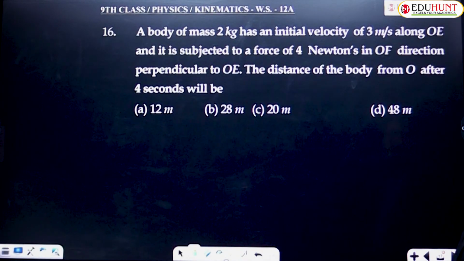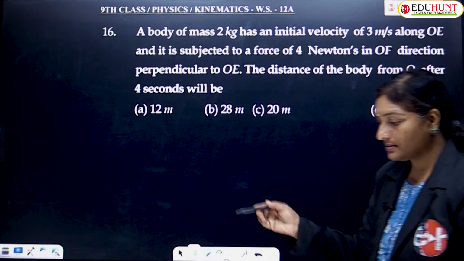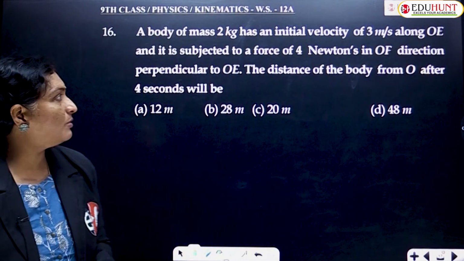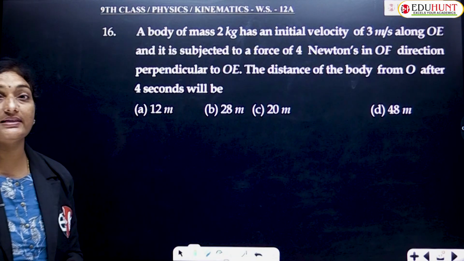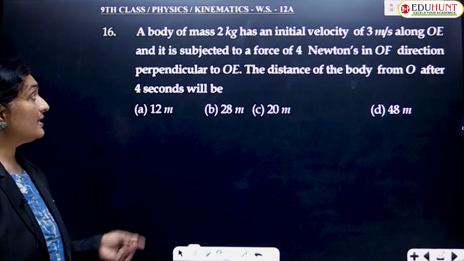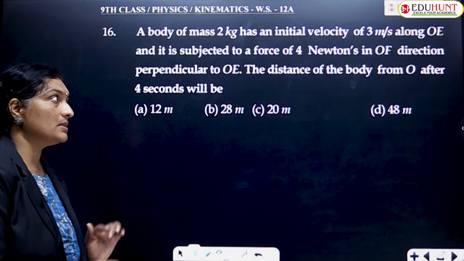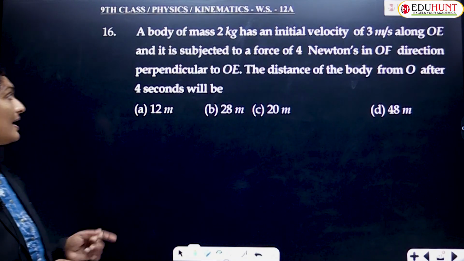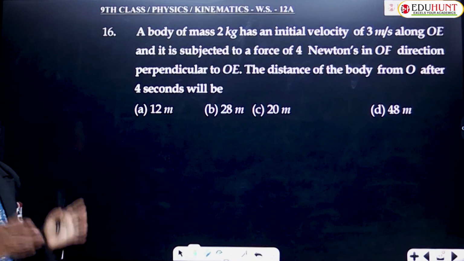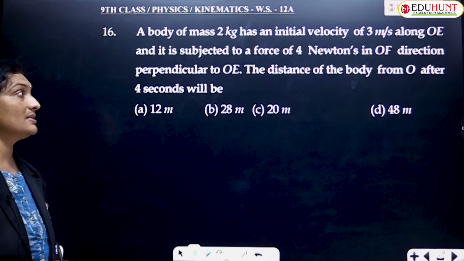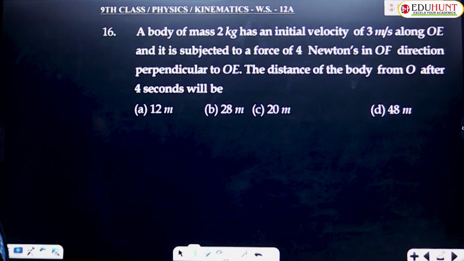A body of mass 2 kg has an initial velocity of 3 meter per second along OE. So, there is OE. Along that OE direction, how much speed is it moving? The body is moving with a velocity of 3 meter per second. And it is subjected to a force of 4 Newton along OF. OE is also there, OF is also there, direction perpendicular to OE. So what is given means OE and OF are perpendicular to each other. Distance of the body from O after 4 seconds is.